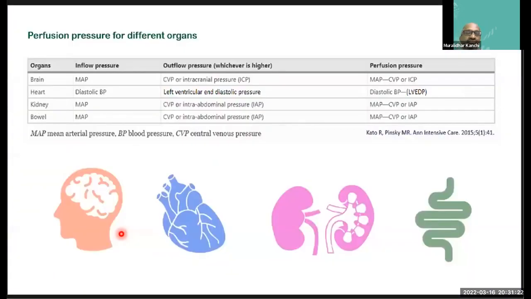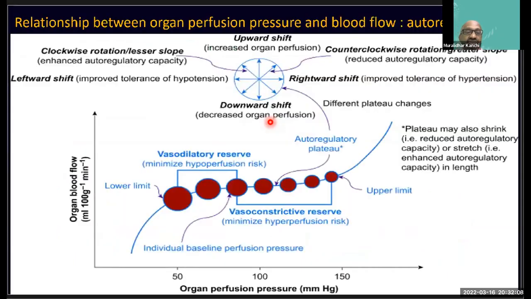When you come to the perfusion pressure, within an individual, the perfusion pressure is different for different organs. This we must understand. Not only are there individual differences, but within the body, each of the organs needs a perfusion pressure which is peculiar to its needs. For example, for the heart, we need the diastolic blood pressure, whereas in all the other organs, the mean arterial pressure. And in the brain, we have to know the intracranial pressure. For the kidney and bowel, we need to know the intra-abdominal pressure. So there is a difference in how the blood is perfused in a given individual when you come to each of the organs.